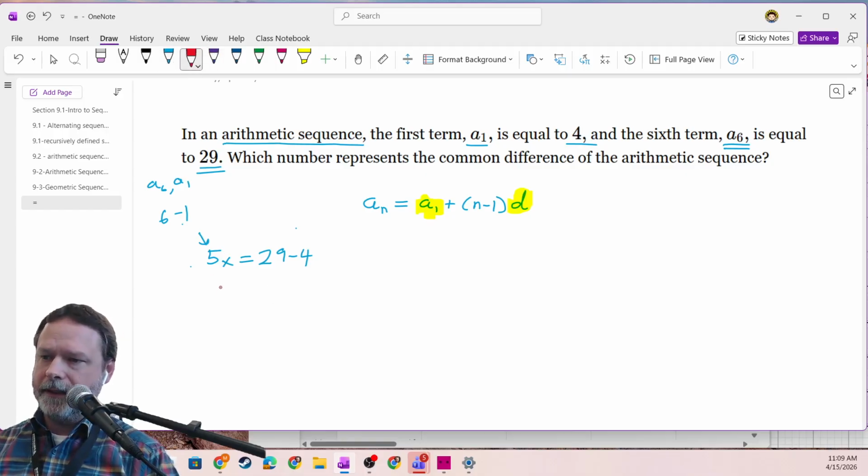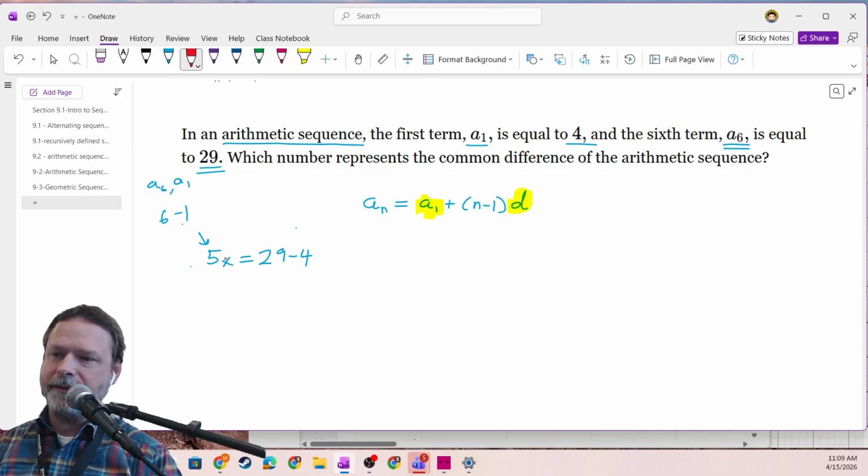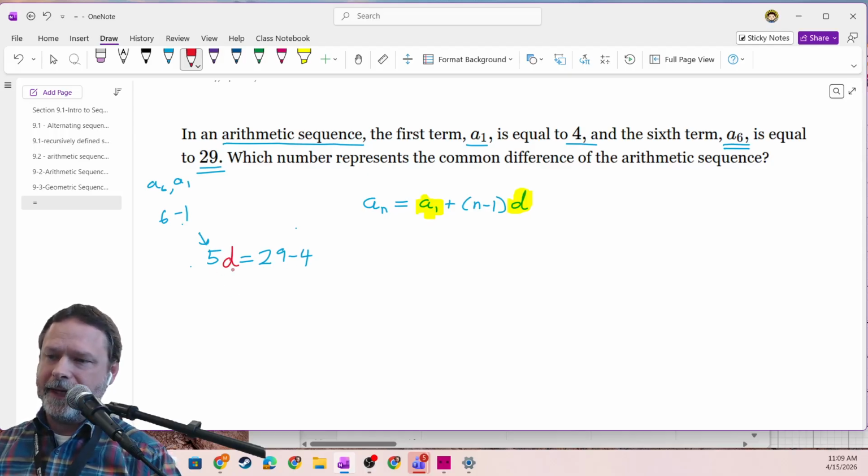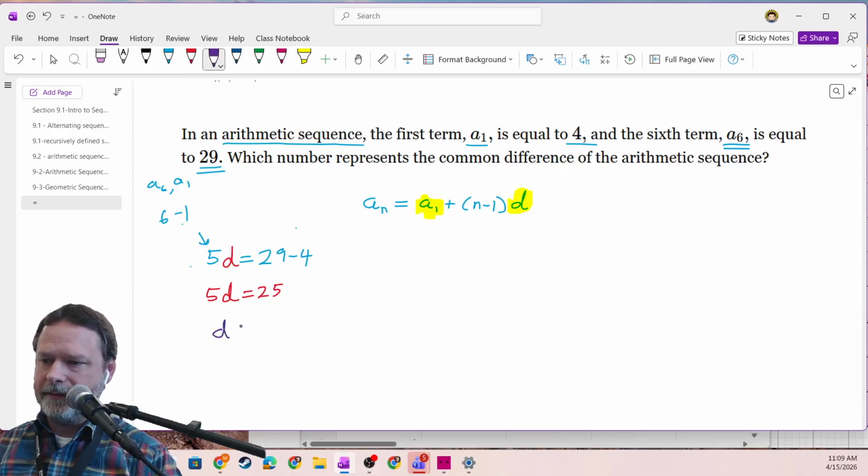And in this case, that x is actually really d. It's really my d. So let's just make that d now, right? Because that is going to be my common difference. So some multiple of 5, 5 times this common difference, is going to get me this. So what do we have? 5d equals 29 minus 4 is 25. Okay, so d equals 5. That's my guess. That should work.